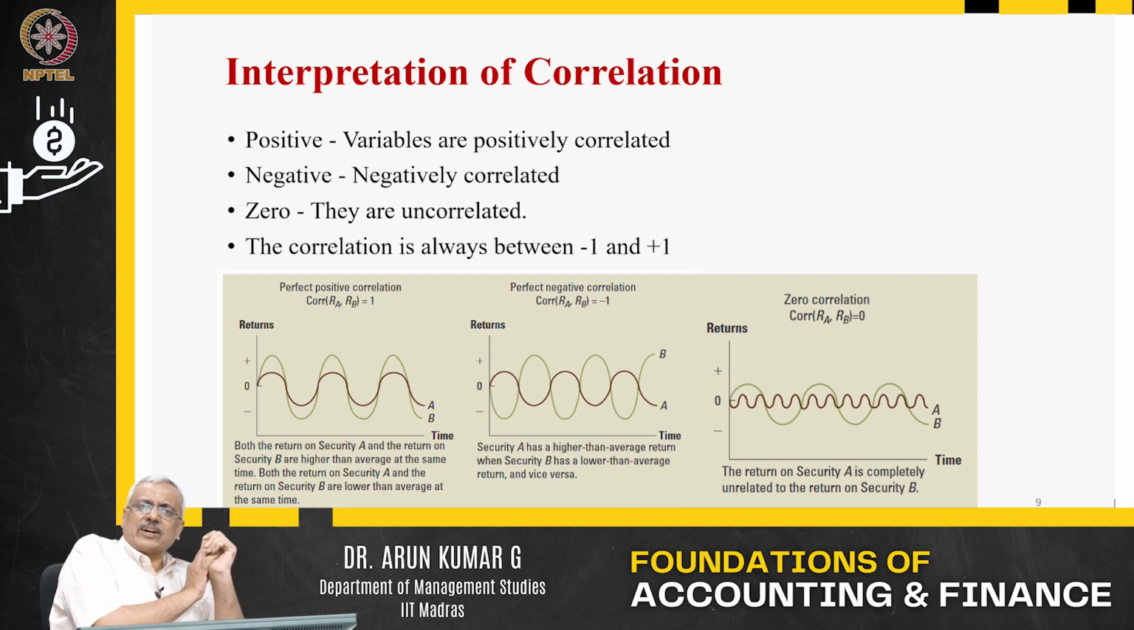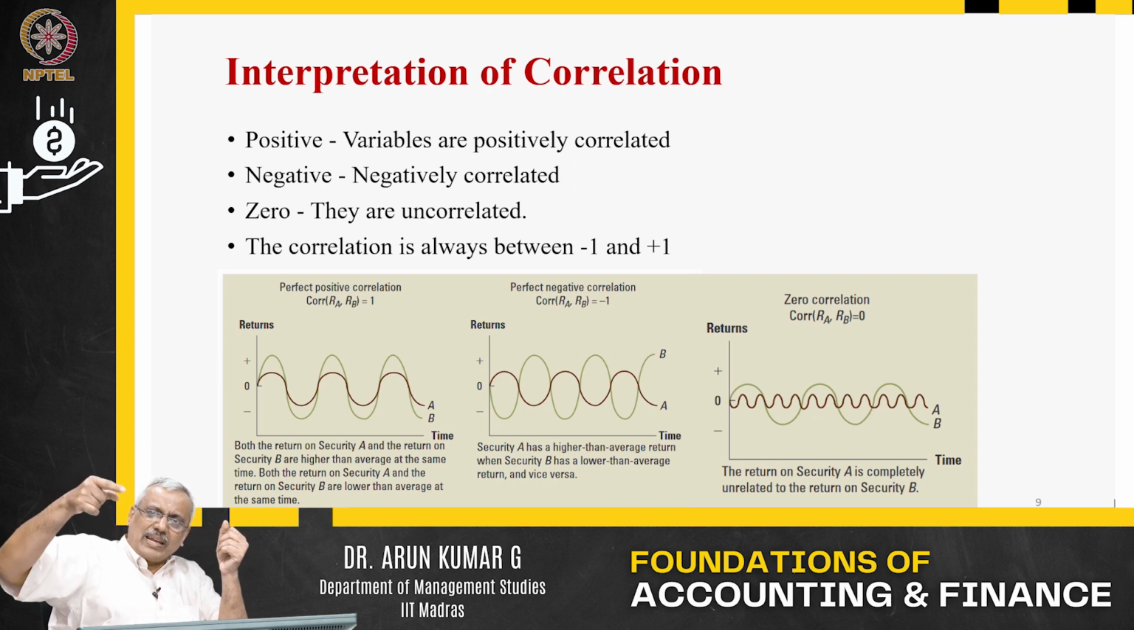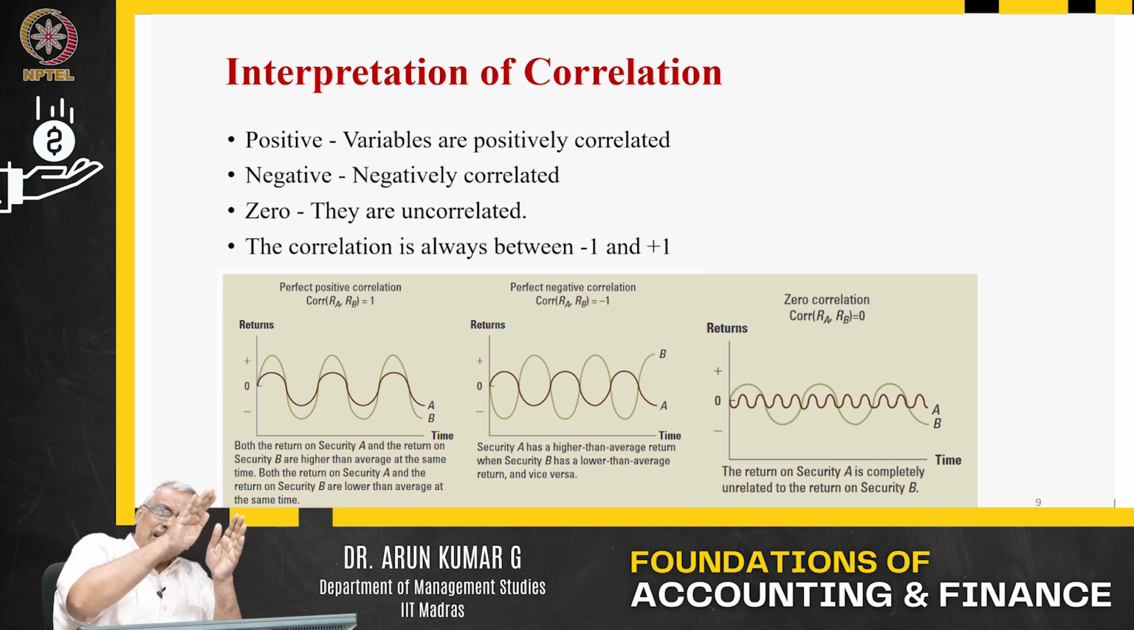Look at the first graph. Both have overlapping graphs. Stocks A and B have overlapping features. When A moves, B also moves in the same direction. If A moves down, B also moves down, or if A moves up, B also moves up. They are very parallel. This has a positive correlation of +1 in this case. They move exactly in the same way.